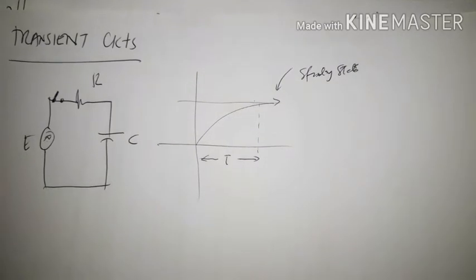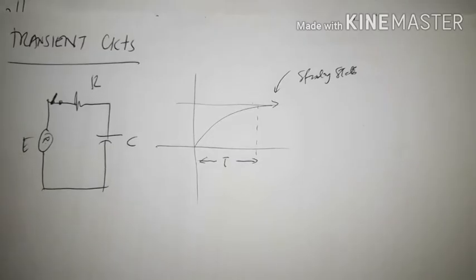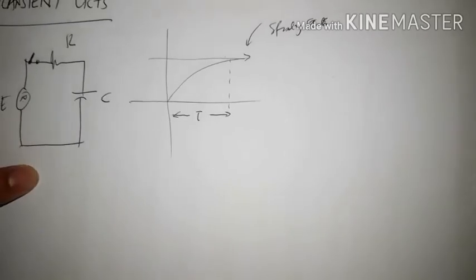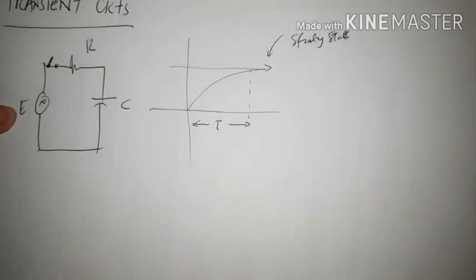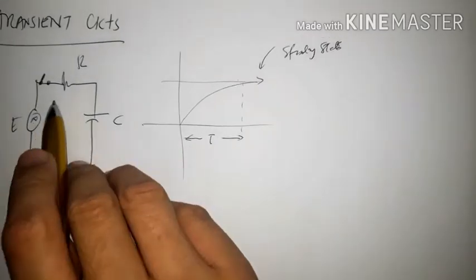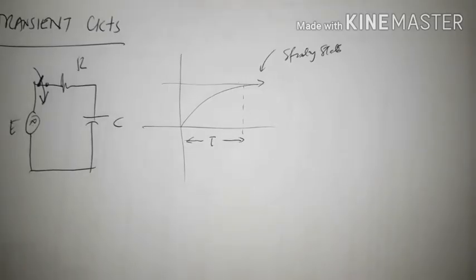Next application is Transient Circuits. This is one application of a first order differential equation. So you have here a circuit with R and C. So we have an electromotive force here. So once the switch is closed, say for example, the switch is closed, there is a sudden, kumbaga, gulat.